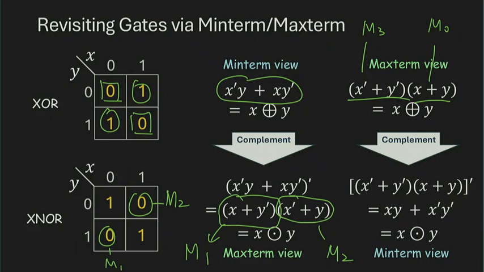Similarly, if you take the maxterm expansion of XOR and complement it, this is what you get after applying De Morgan. And this is exactly a minterm expansion at 0, 0, minterm 0, and 1, 1, minterm number 3. And that is, again, the definition of XNOR. So even though minterm and maxterm is a new concept in this lecture, it's really the same as what we have seen earlier from Boolean algebra, from the definition of XOR and XNOR. Any questions?